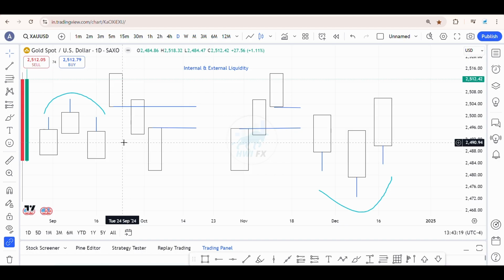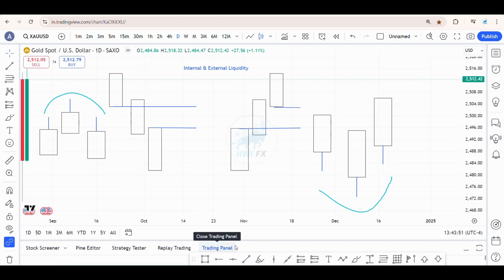But when we talk about internal liquidity, that is inefficiency, inefficiency in the market, which we call internal liquidity. We call it imbalance, we call it fair value gap, we call it BC, sometimes we call it CB, we call it inefficiency in the market, but that is also called internal liquidity.